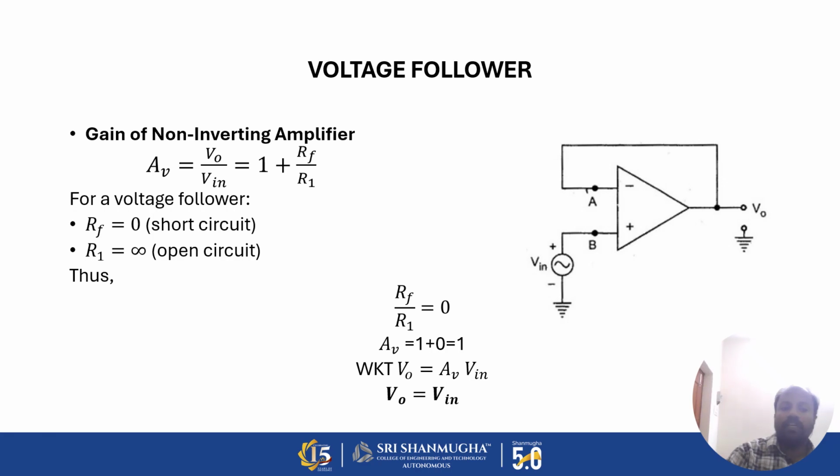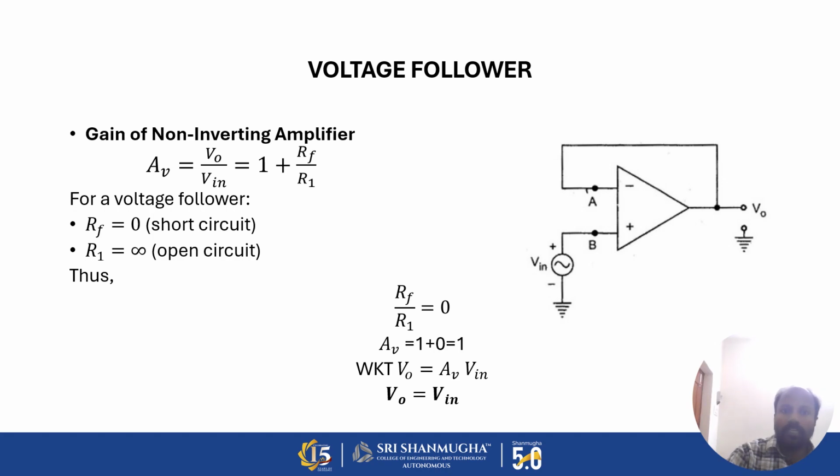So if you see the equation for the voltage gain, Rf by R1, since the feedback resistance is 0, Rf by R1 will become 0. So substituting that in this voltage gain equation, 1 plus Rf by R1, where Rf by R1 will become 0, our voltage gain will be 1. So V0, we know output voltage is given by voltage gain into input voltage.